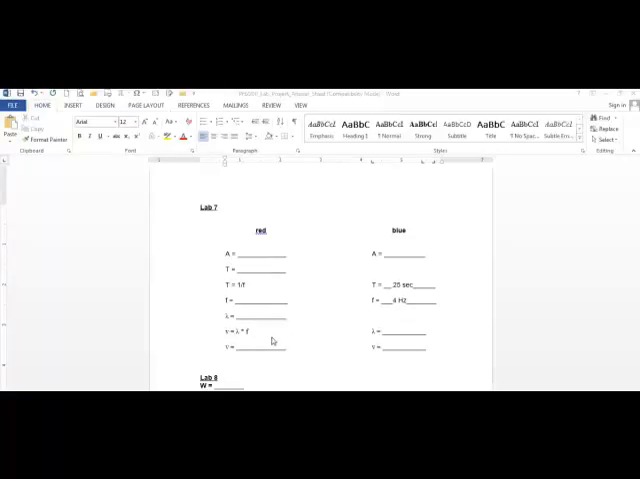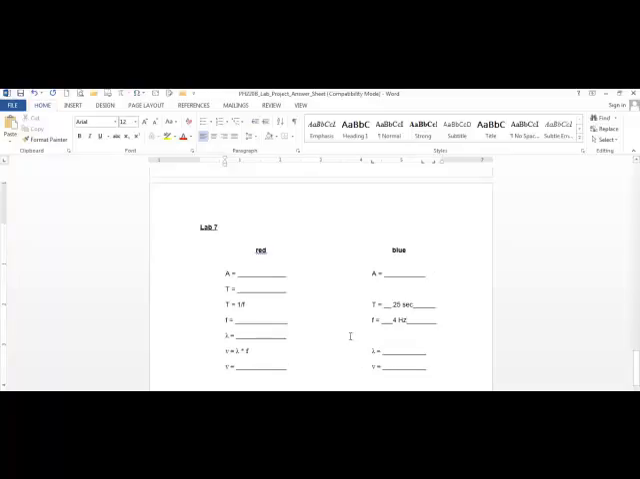And remember, if you keep it in meters for the wavelength and inverse seconds for the frequency, that will give you meters per second. Well, that should give you enough information to be able to work on the lab.